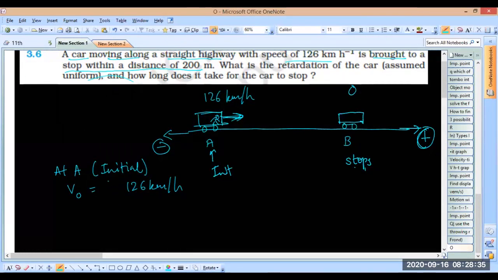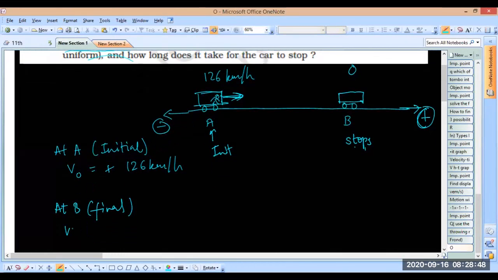Okay. So plus 126. Right. At B is final, isn't it? B is final. What's the velocity at B? What is the velocity at B? Very good. 0. Okay. Now, can you tell me what has happened to velocity? Has it increased or decreased? What has happened to velocity?